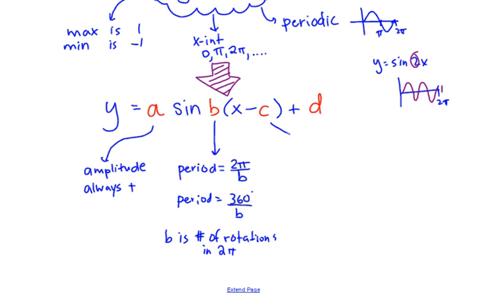What is the c value? Let me help you with this. It's attached to which variable? X, and x is which direction? Left and right, horizontal. So it's attached to the x, so it actually shifts x left or right. There are 2 names for it. One is horizontal translation. It's also called the phase shift.